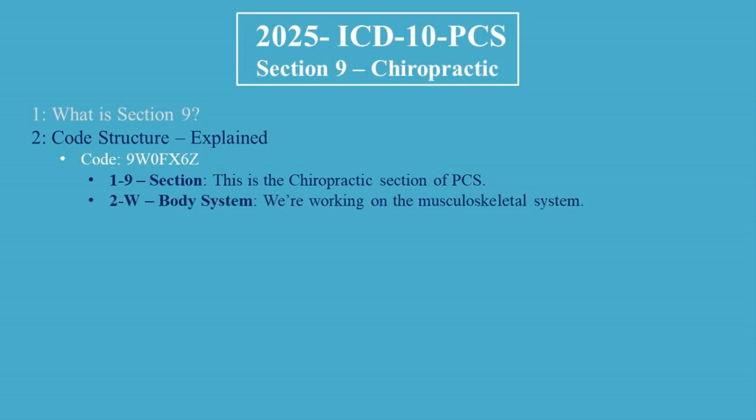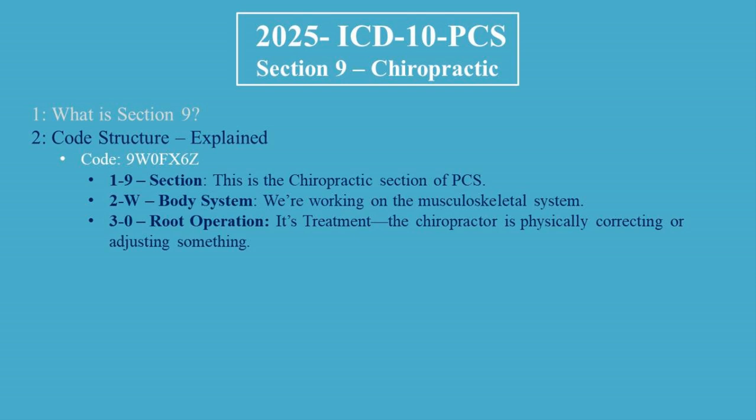Second character, W, body system. We're working on the musculoskeletal system. Third character, 0, root operation. It's treatment. The chiropractor is physically correcting or adjusting something. Fourth character, F, body part. This is the sacrum, which is part of the lower spine.